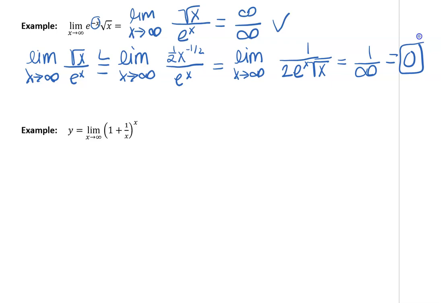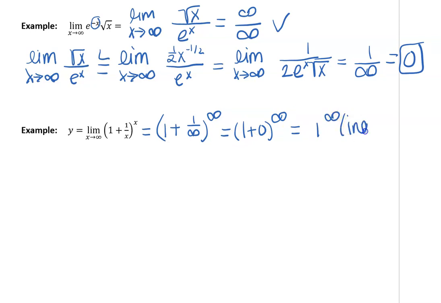With this one, when I go and I plug in that infinity, I get the fact that it's going to be 1 plus 1 over infinity raised to the infinity, which is equal to 1 plus 0 to the infinity, which is 1 to infinity. And this is known as also indeterminate. Why is this one indeterminate? Because of the uniqueness of that 1 being raised to a power. We know that 1 squared is 1 and 1 cubed is 1, but 1 raised to an infinite number also falls into that value of indeterminate.